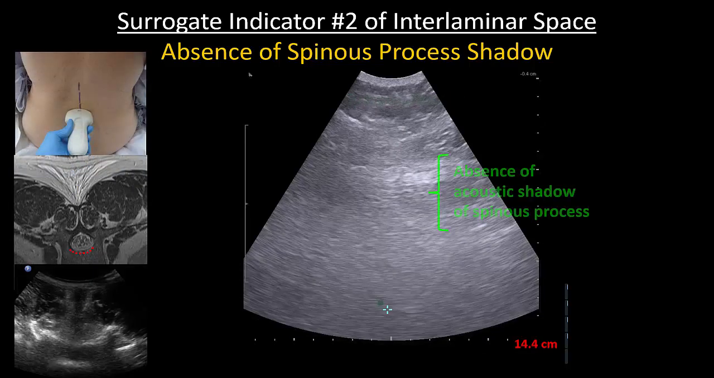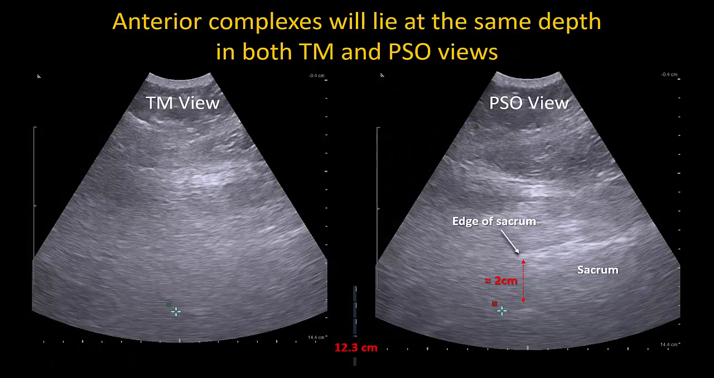Shifting the probe cranially or caudally will bring us into the interlaminar view, which is characterized by the absence of the acoustic shadow of the spinous process. The anterior complex should now be visible, although it may be very faint and subtle. Another clue is that the anterior complex in the transverse midline view will lie at the same depth as the anterior complexes in the parasagittal oblique view.